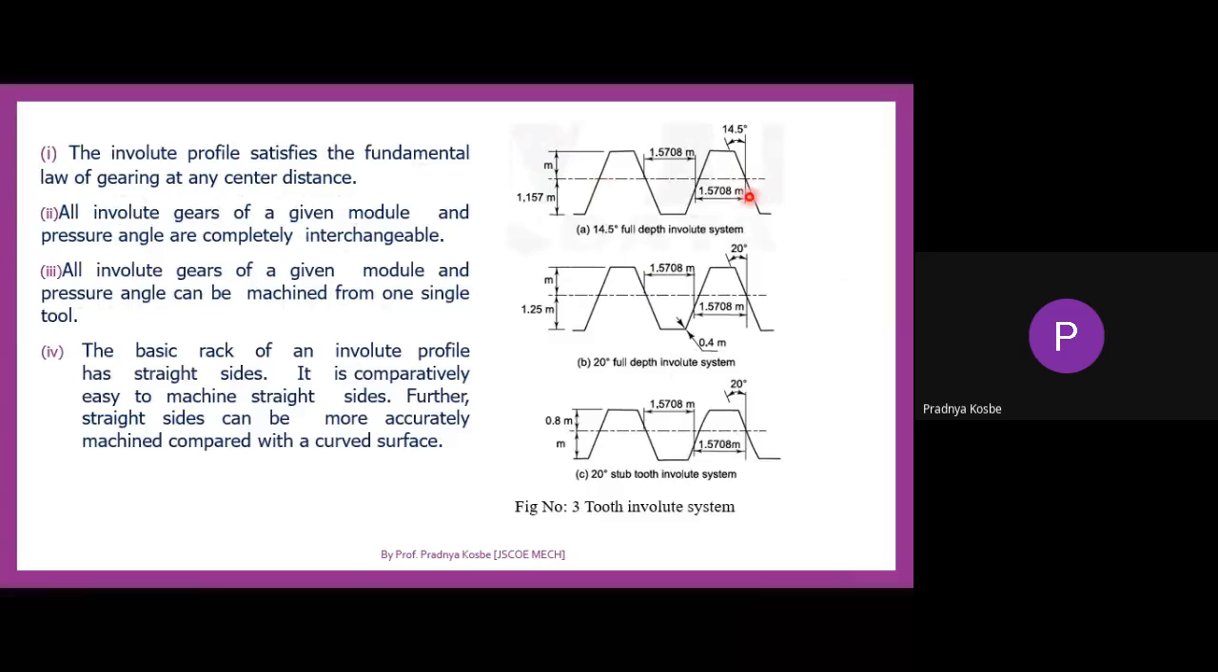Then these are the systems. The involute profile satisfies the fundamental law of gearing at any center distance. All involute gears of a given module and pressure angle are completely interchangeable. Then all involute gears of a given module and pressure angle can be machined from one single tool, and the basic rack of an involute profile has straight sides.